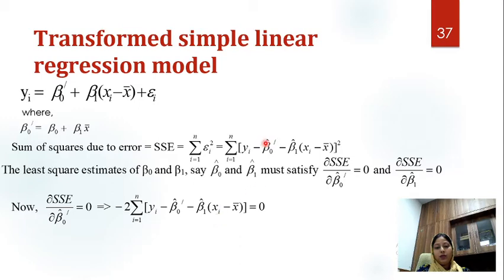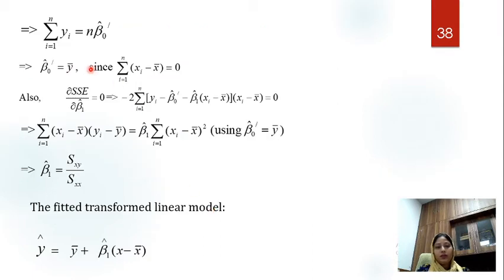So we have differentiated this partially with respect to beta naught. So minus twice of this term. Similarly, we will obtain, so this normal equation will yield summation y's and beta naught hat dash, or beta naught hat dash is y bar, since sum of deviations from the arithmetic mean is 0.